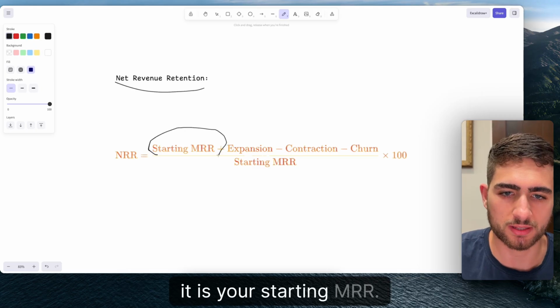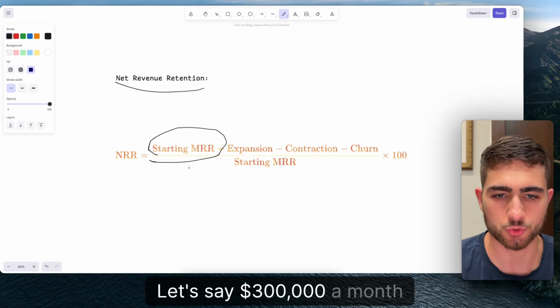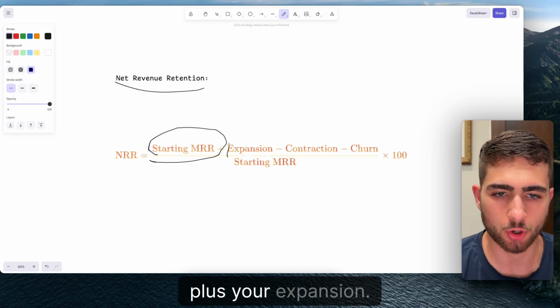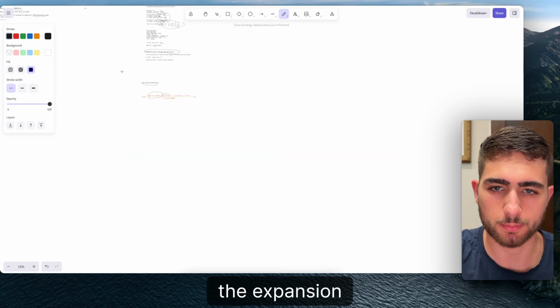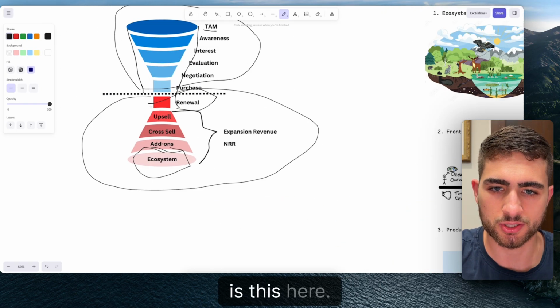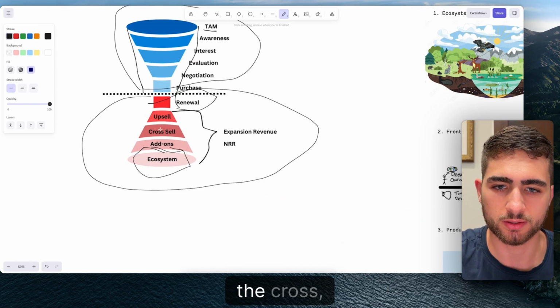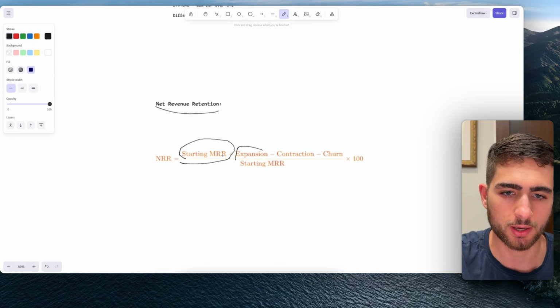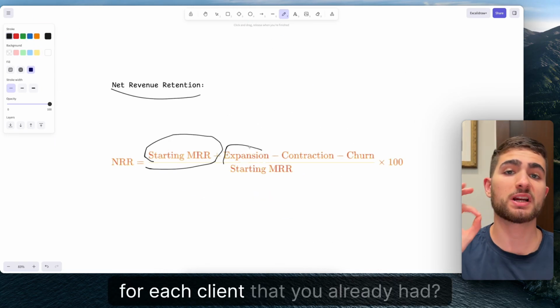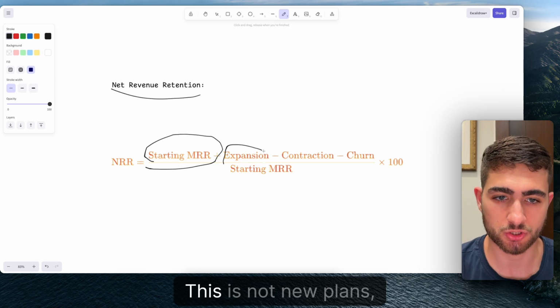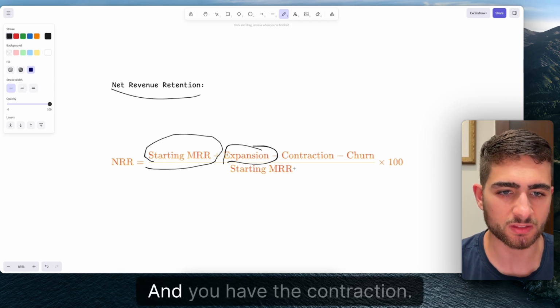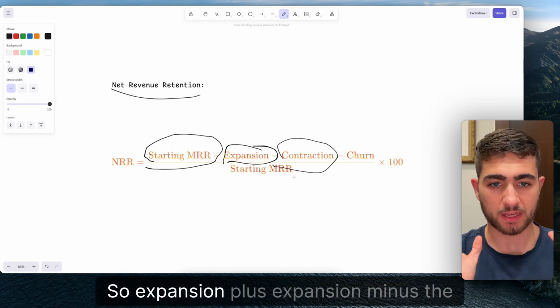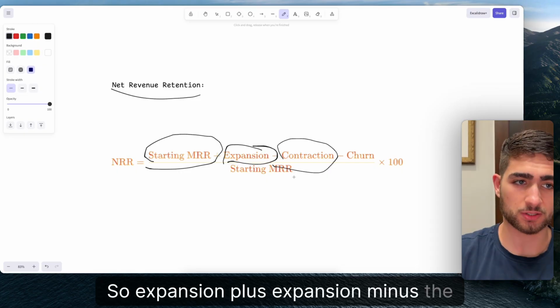It is your starting MRR, let's say $300,000 a month, plus your expansion. And if you remember, the expansion is this here: the upsells, the cross sells, the add-ons. So how much more money are you making from each client that you already had? This is not new clients, right? And then you have minus the contraction.